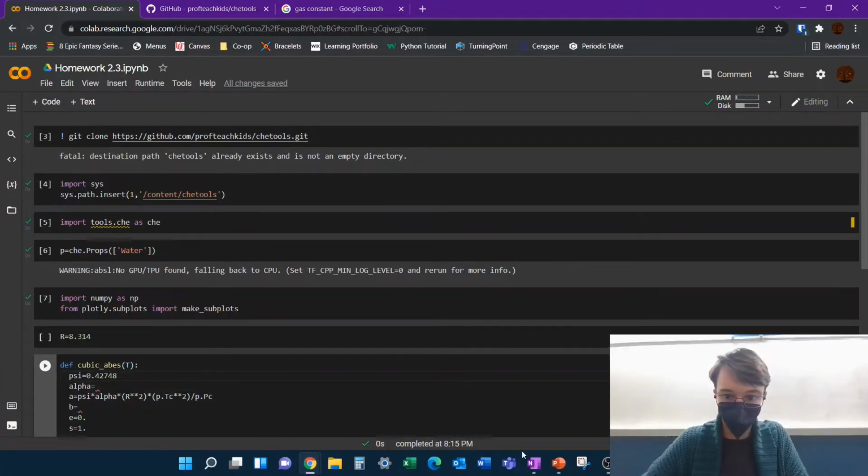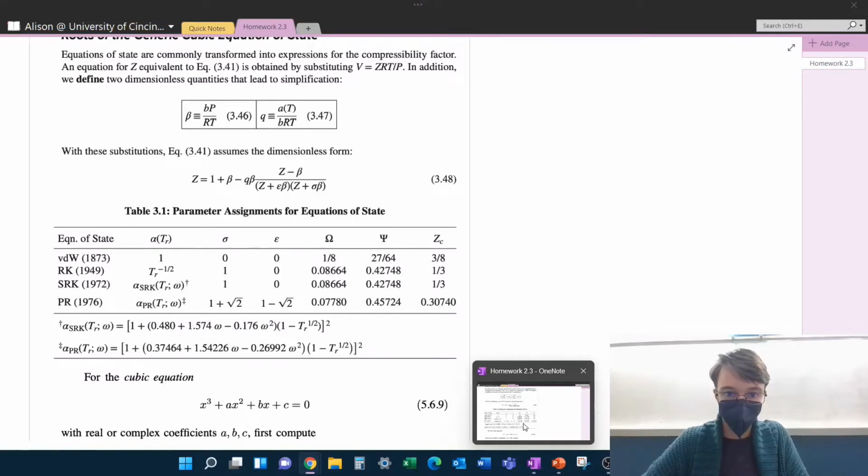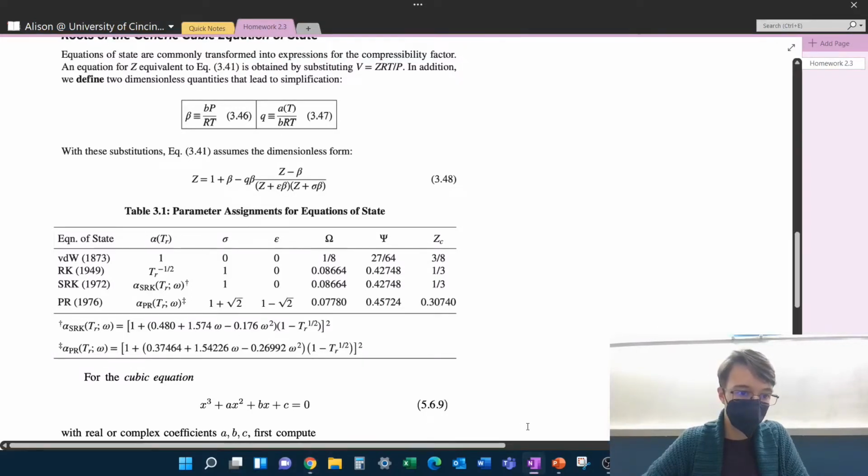So 42748. 42748, okay. And then we need alpha. So alpha is here. And for the SRK, it says the alpha is equal to this expression. So let's type that in.